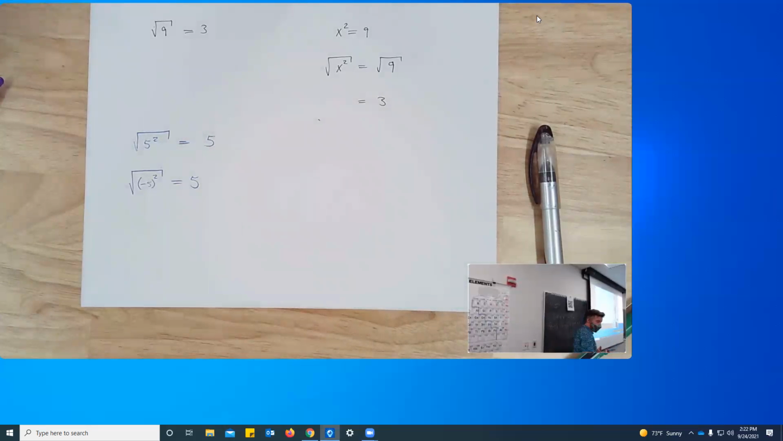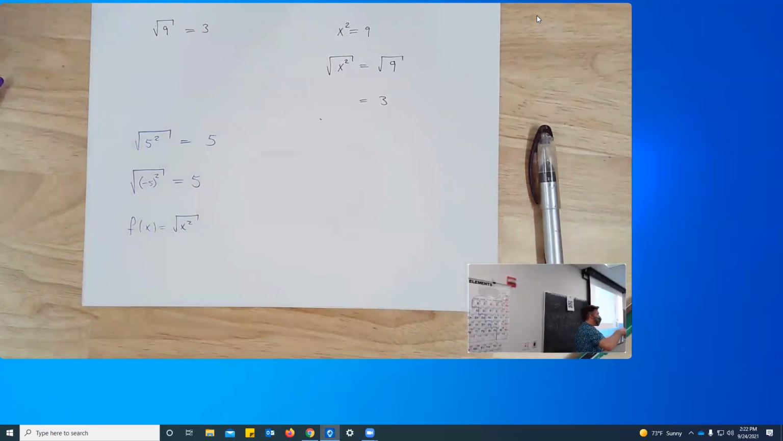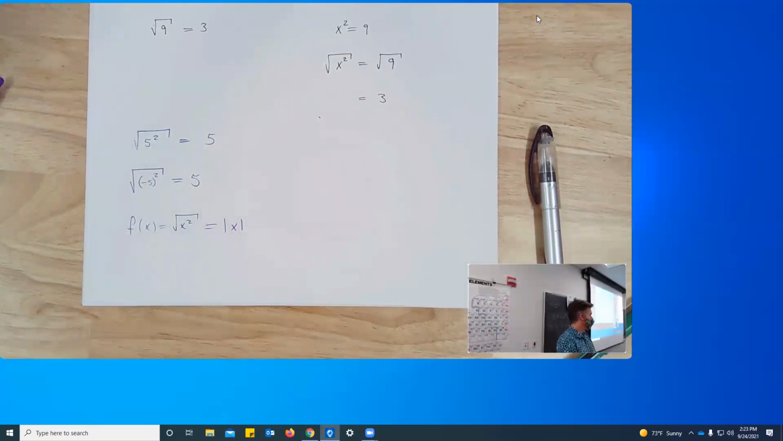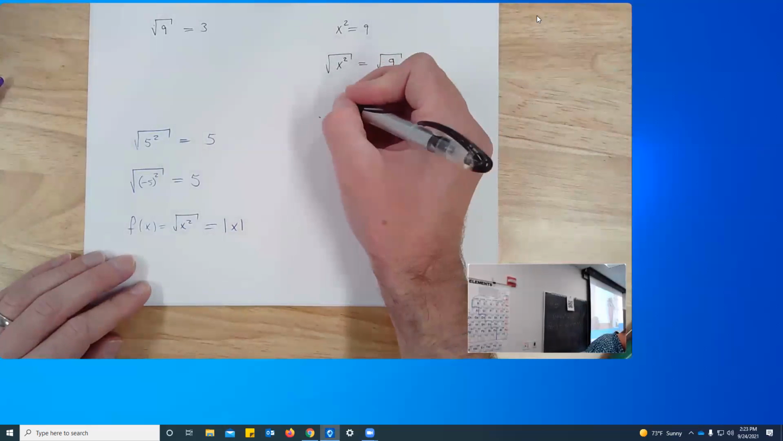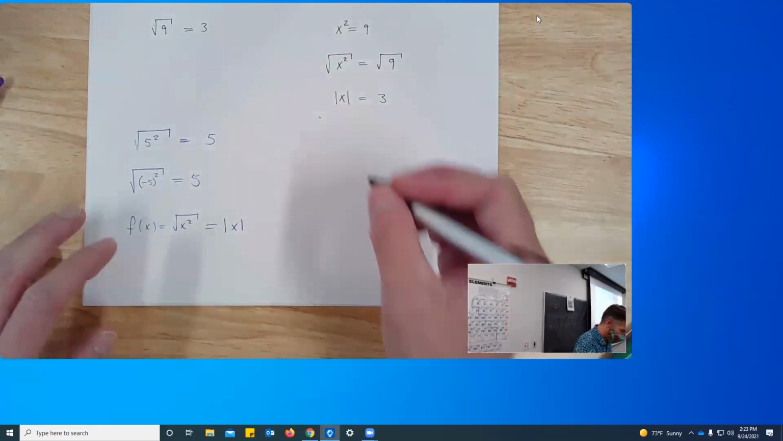So this is a function, the square root of x squared, that when you input a positive number, it gives you back the same positive number. But when you input a negative number, it gives you back the corresponding positive number. And we know another function that does that. It's called the absolute value. So it's worth knowing that the square root of x squared actually is the absolute value of x. And now, if we're solving the absolute value of x equal to 3, we're going to get x equal to either +3 or -3.